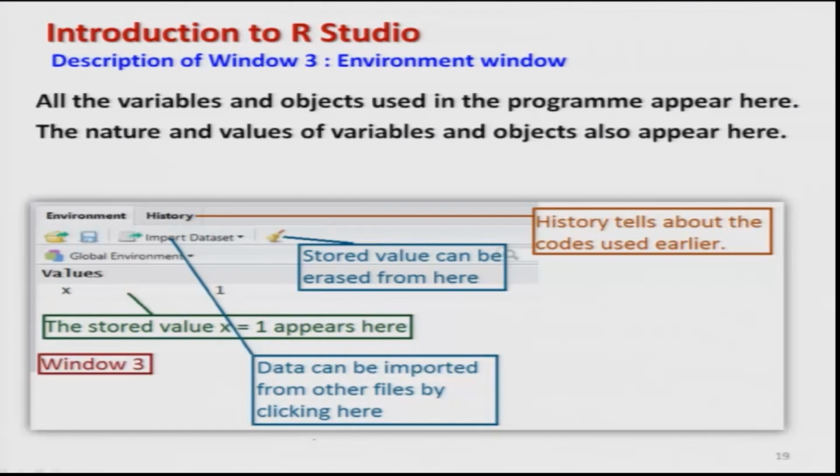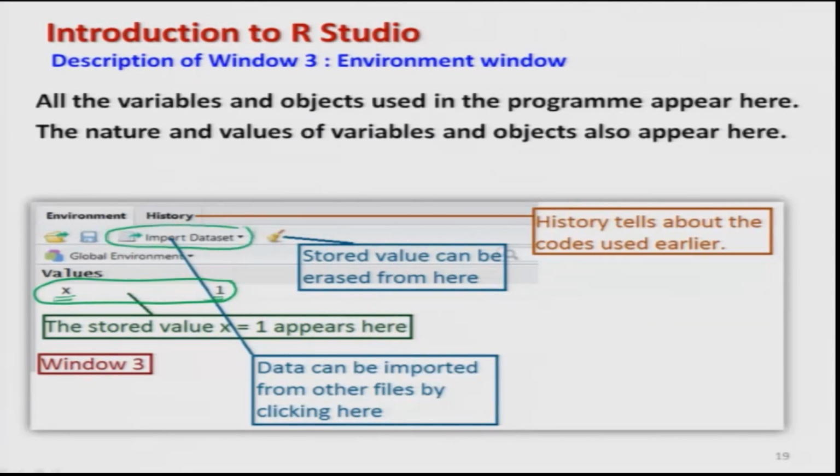In window number 3, you can see that it has different types of things. For example, first try to look at this part. This part is showing x equal to 1. That means I had already defined a variable which takes the value 1. So it is indicating that there exists a variable whose name is x and which is taking the value 1. Right.